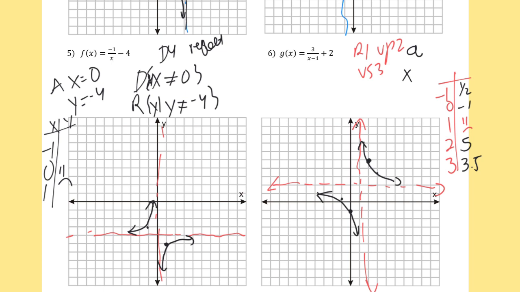The domain is x not equal to 1, and a range, and I didn't write x such that, I should, and then the range is y such that y is not equal to 2. And then you can see the asymptotes as well.